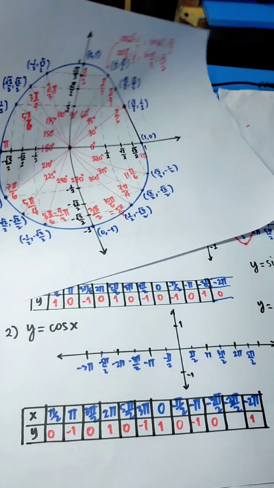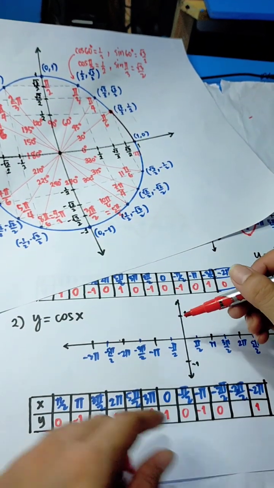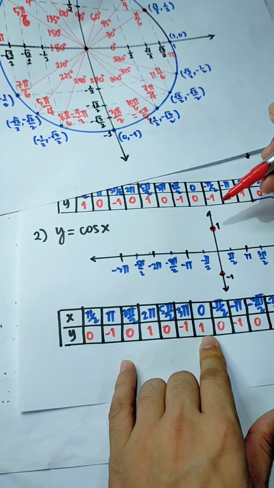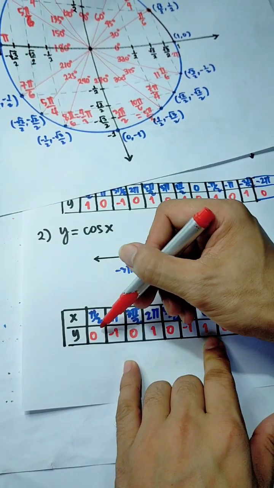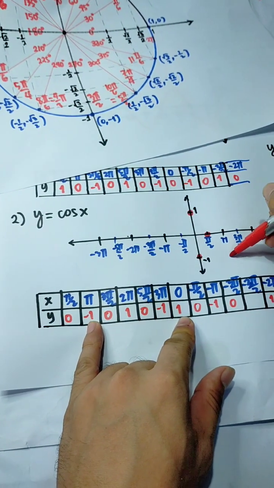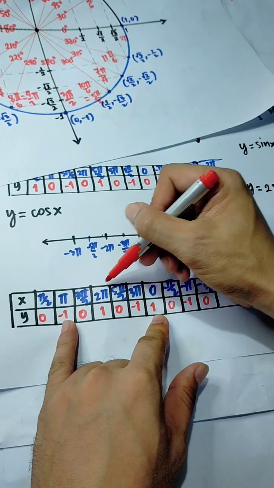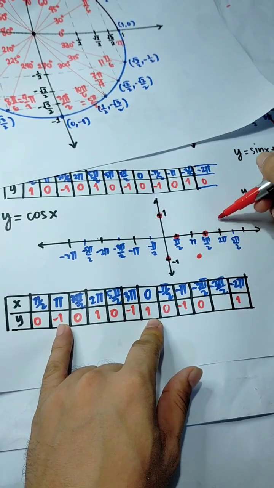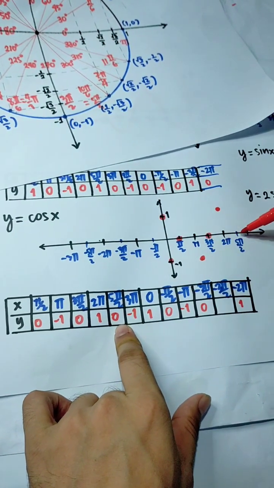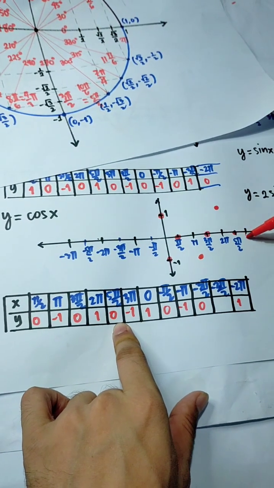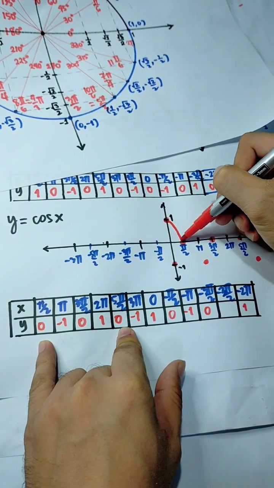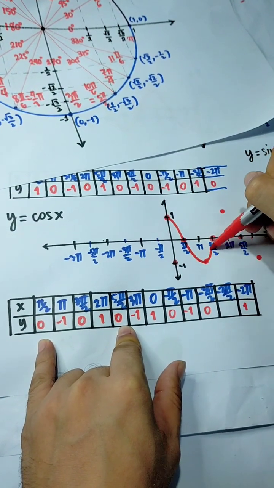Okay, now let's graph it. If x is 0, y is 1. It's over here. If x is pi over 2, we get 0. At x equals pi, negative 1. At x equals 3 pi over 2, we get 0. At 2 pi it is 1. Then at 5 pi over 2 it is 0. Okay, at 3 pi it is negative 1. So the curve will look like this for the positive x-axis.